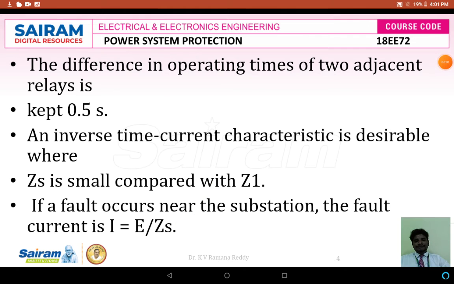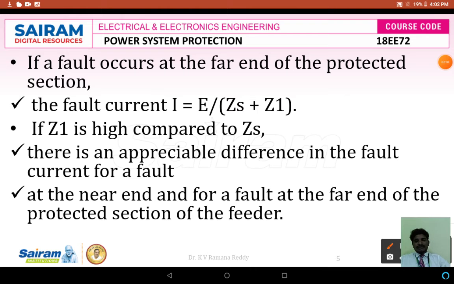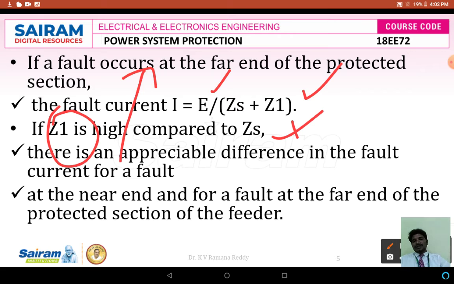But for the case where the same fault lies after some sections, the fault current I can be written as I equals E divided by Zs plus Z1. In that case, we take the source impedance value and the section line impedance value into account. Z1 becomes high compared to the source impedance, because the value of Z1 increases as the length of the transmission line increases.